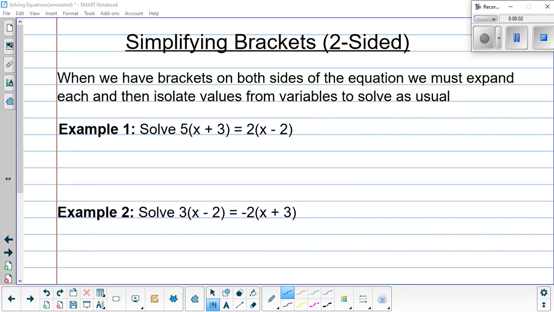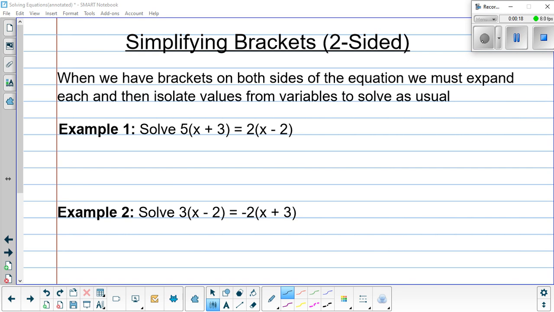Everyone, welcome back. We're looking at solving multi-step equations, now when we have to simplify brackets on two sides. So, as long as you're okay with simplifying brackets, we just have to apply the same method we did in the last video, when we simplified the brackets on one side first and then applied after.